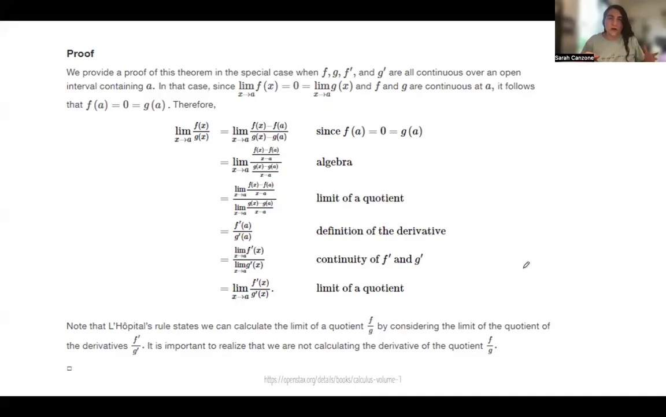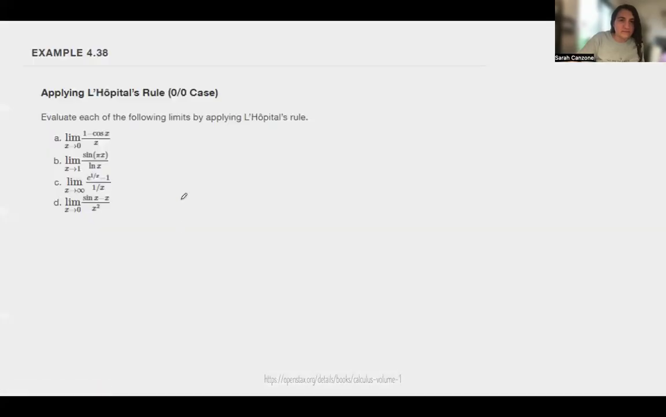Again, I'm not going to go through it, but I would like to present this to you because I know it's kind of weird when I've told you time and time again, like if you see a fraction, you have to use quotient rule. And now I'm saying, well, never mind. If it actually has these forms, go ahead and use L'Hopital's rule. So this is why.